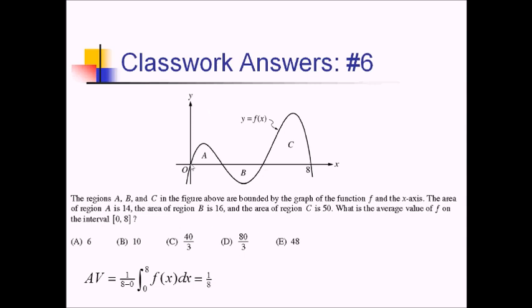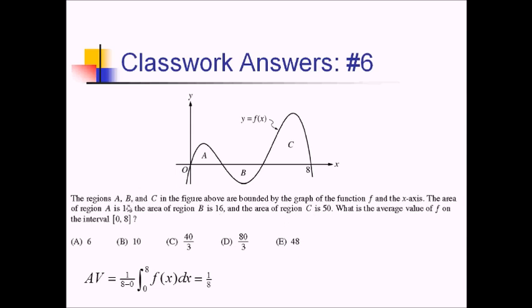We're going from 0 to 8, so we're just going to take all these areas and put them together. Now I'm going from left to right, that means that anything above the x-axis is going to be positive area, and anything below the x-axis is going to count as negative area, going left to right.